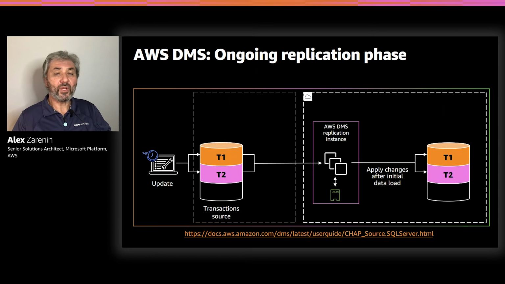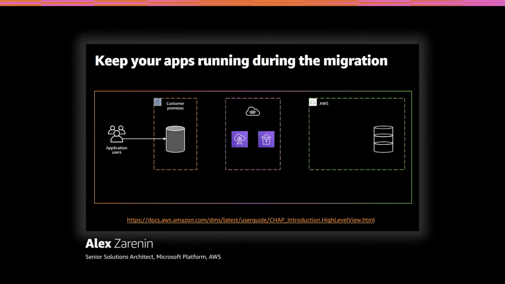At the start of the ongoing replication phase, a backlog of transactions generally causes some lag between the source and target databases. The migration eventually reaches a steady state after working through this backlog. Let's explore how DMS can enable near zero downtime migration.